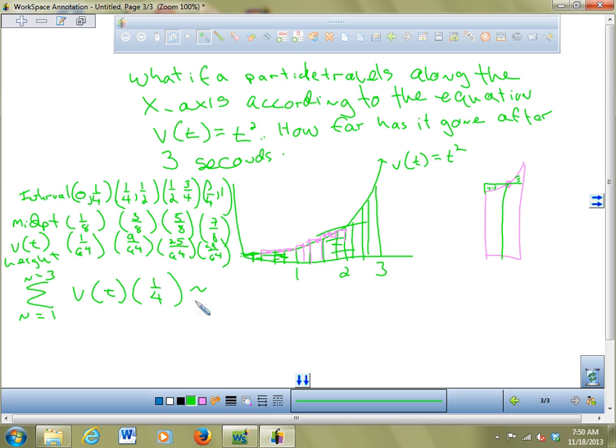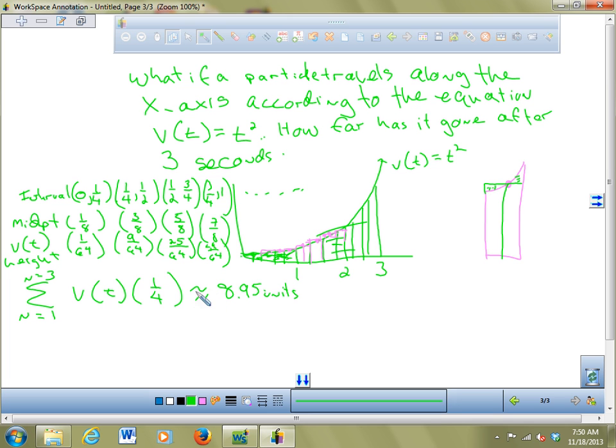And if I did that, I'd get that that is approximately equal to 8.98. And that would represent units, whatever the units happen to be. So I just showed you the first 4 rectangles, but you'd have to add up 12 rectangles and multiply by the width of each one, which is 1/4. So I'm adding this rectangle plus this, plus this, plus this, and add them all up, I would get about 8.95 units.